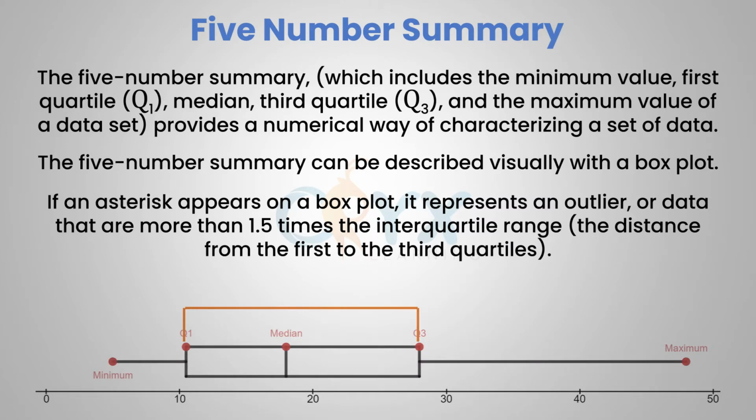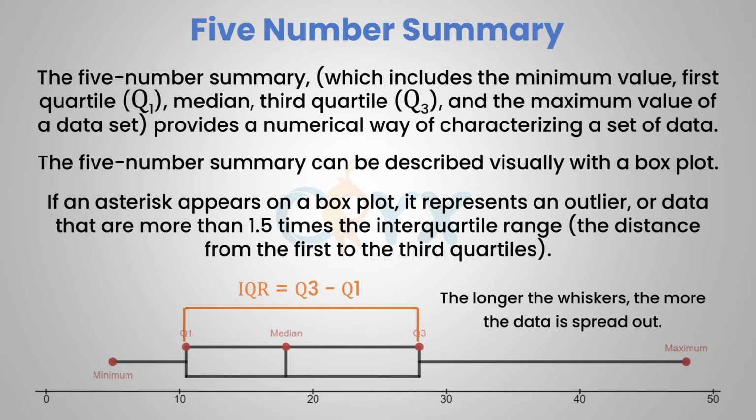As we can see here, on our box plot below, we have the 5-number summary values, the minimum, Q1, the median, Q3, and the maximum. The distance from Q3 to Q1 is the interquartile range, or the IQR, Q3 minus Q1. The longer the whiskers, the more spread out the data is.